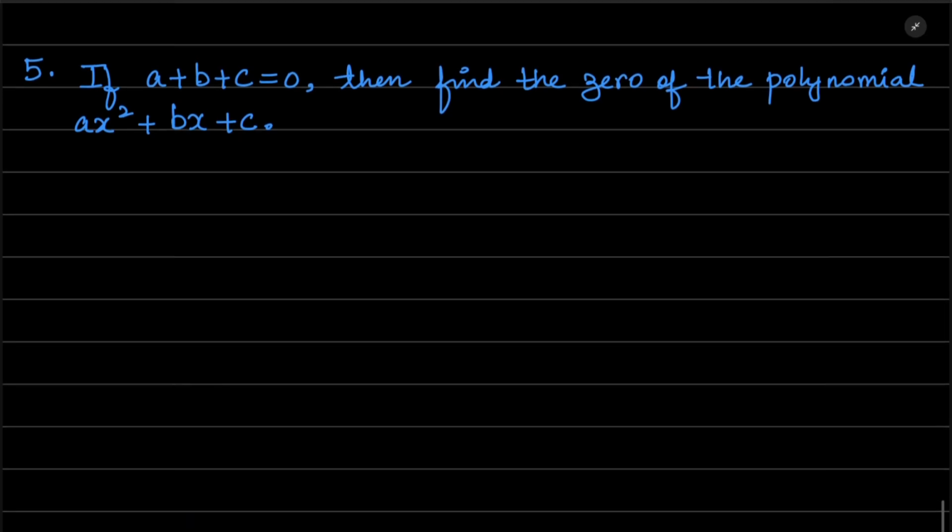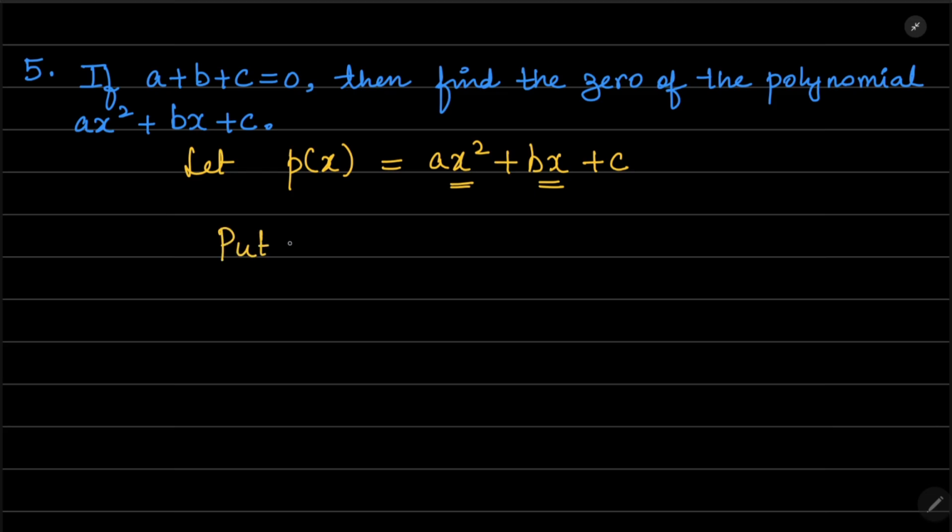Now let's move on to the fifth question. If a plus b plus c, that is the sum of the coefficients, is 0, then find the zero of the polynomial ax square plus bx plus c. Let's write the same thing, that is, let p of x equal to ax square plus bx plus c. You are given that a plus b plus c is equal to 0. And you have to find the zero of the polynomial. So what is that value of x that you can put so that you'll be getting a plus b plus c? So if you put x is equal to 1, what will you get?